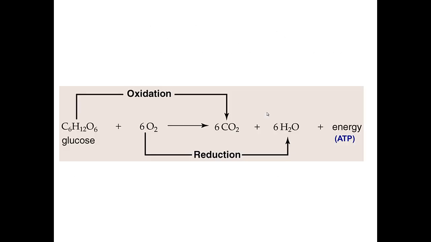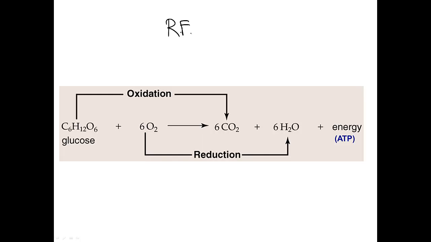Here's the overall chemical equation for cellular respiration. You can see on the left we start with glucose, C6H12O6, and we add 6 oxygens, and that's molecular oxygen in a gas. And we convert these to carbon dioxide, 6 molecules of that, 6 molecules of water, and some energy. So you can see there's two separate reactions. There's a reduction reaction and an oxidation reaction.